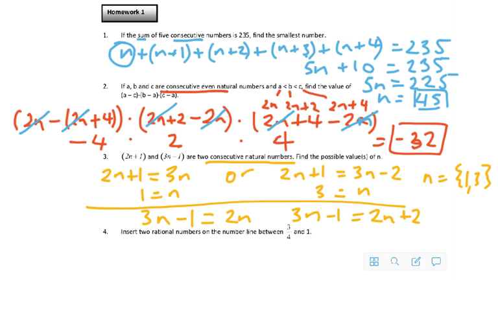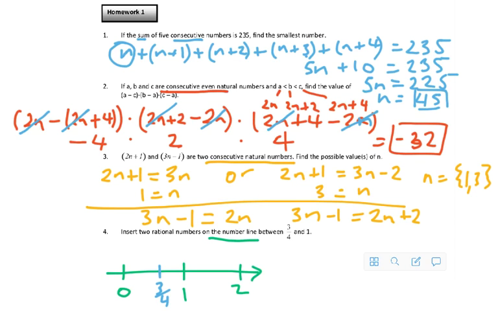So a couple of different approaches there, and a couple of different approaches we could use for 4 as well. We're wanting to insert some numbers on the number line, so let's just draw a little sketch here. Here's our number line. Let's put in a few little numbers here, 0, 1 and 2. So 3/4, that's about here.